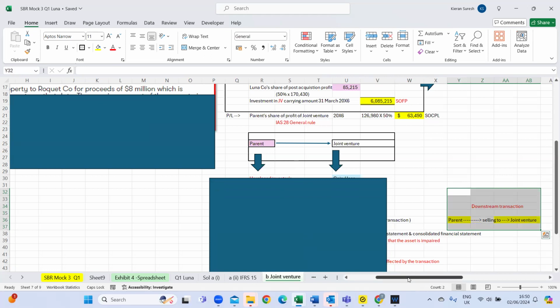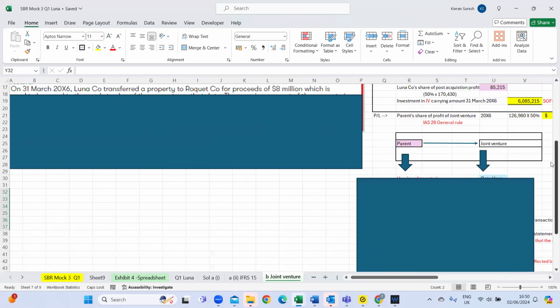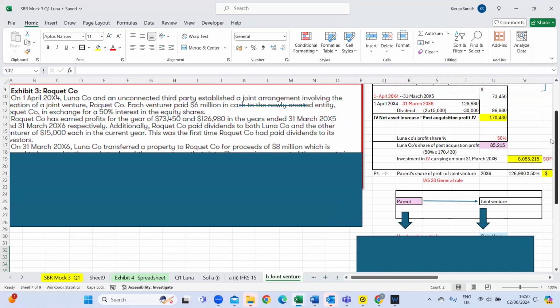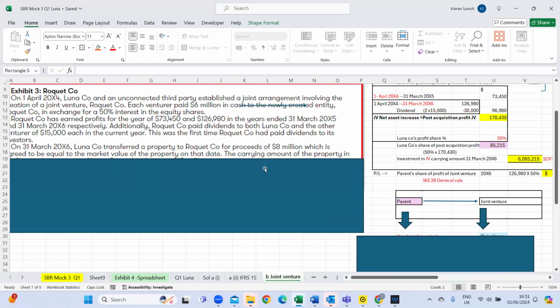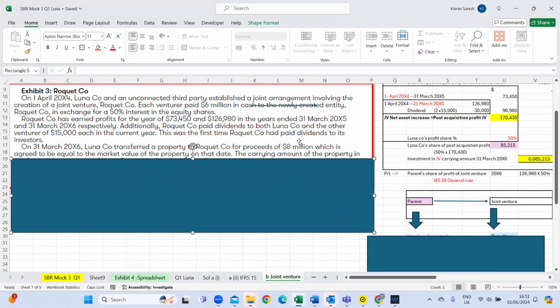That means when a parent sells to the joint venture, there is a rule with respect to that. Here they are saying that on 31st March 2016, Luna company transferred property. Luna is the parent to the joint venture, so this is a downstream transaction. Proceeds were 8 million, which is agreed to be the market value. That means we sold at exactly the market value.